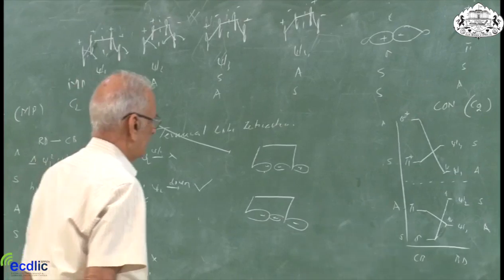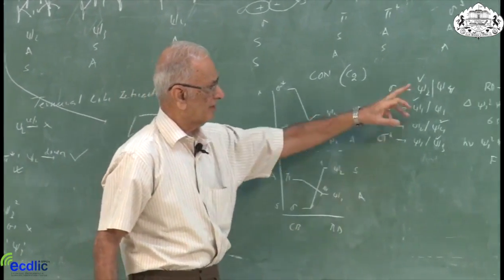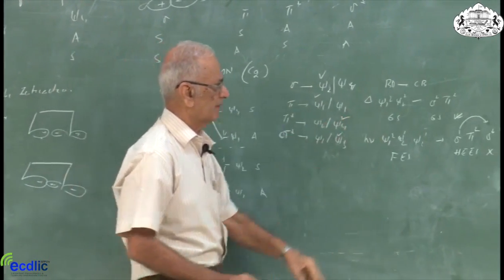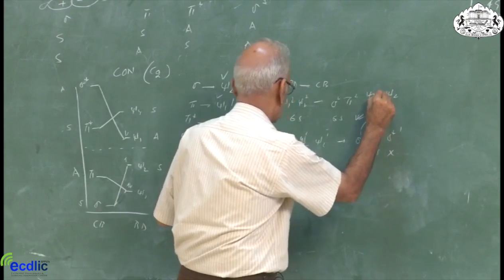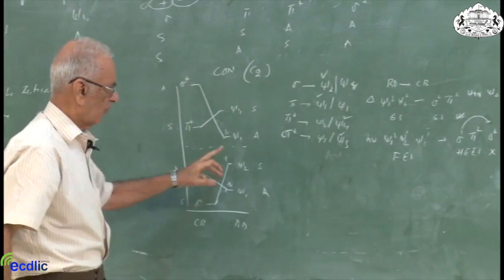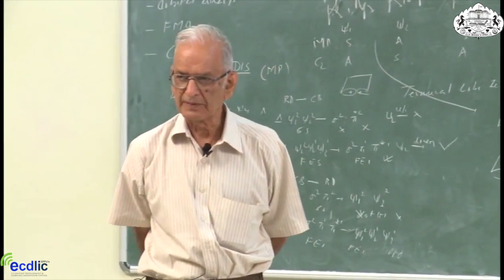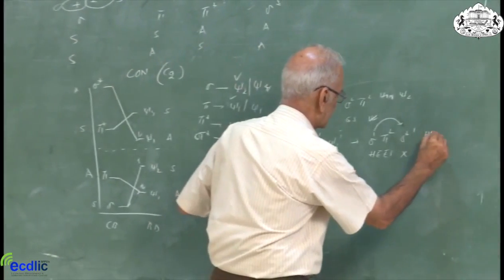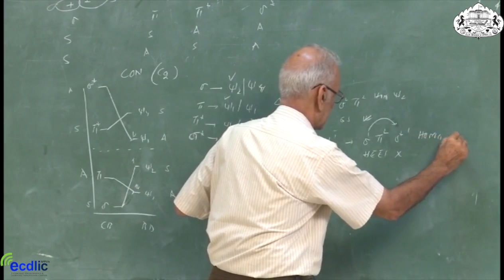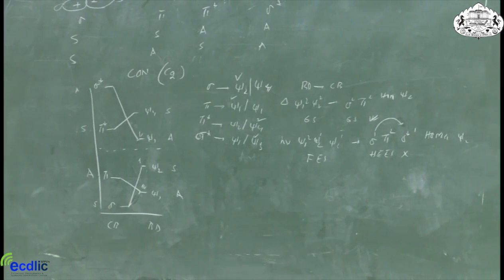Okay. Let us look at that shortcut approach. What is the shortcut approach? In this approach, thermal reaction, HOMO is going to be psi 2. Psi 2 goes down, therefore, reaction is allowed. In photochemical reaction, HOMO is going to be psi 3. Psi 3 goes up, therefore, reaction is disallowed.